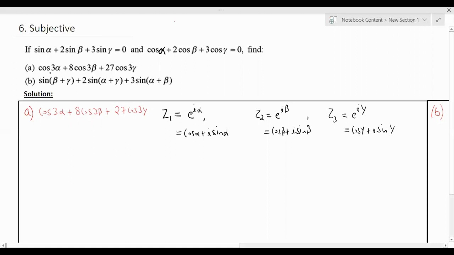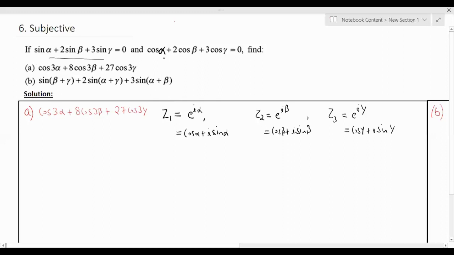Now let's observe this. I'm trying to solve the first part. You have cos 3 alpha, cos 3 beta, cos 3 gamma. So somehow you need to bring into the picture Z1, Z2, Z3 whole cube, so that alpha will become 3 alpha, beta 3 beta, and gamma 3 gamma. So for that, I'm going to use the given information.